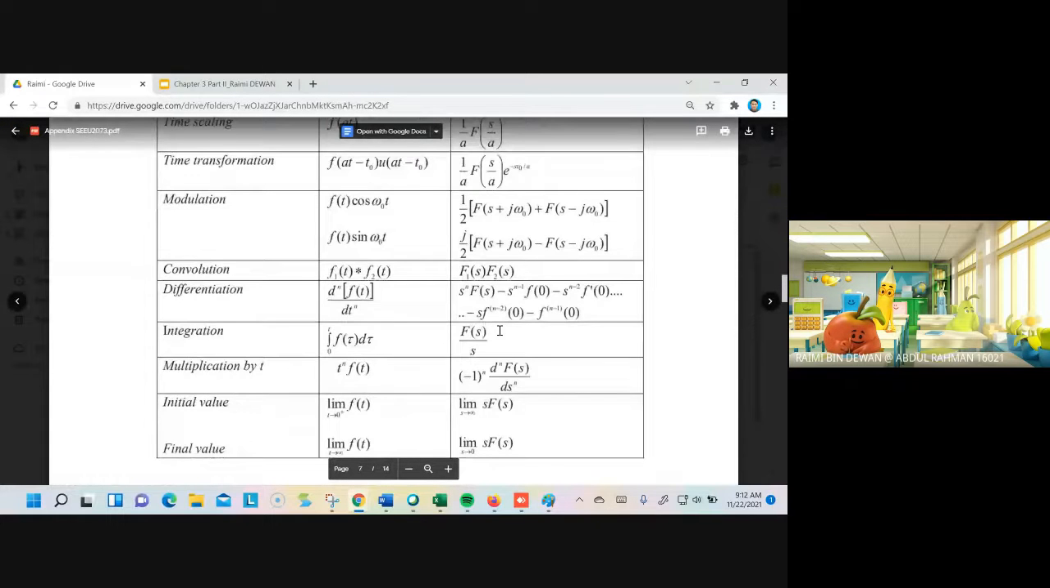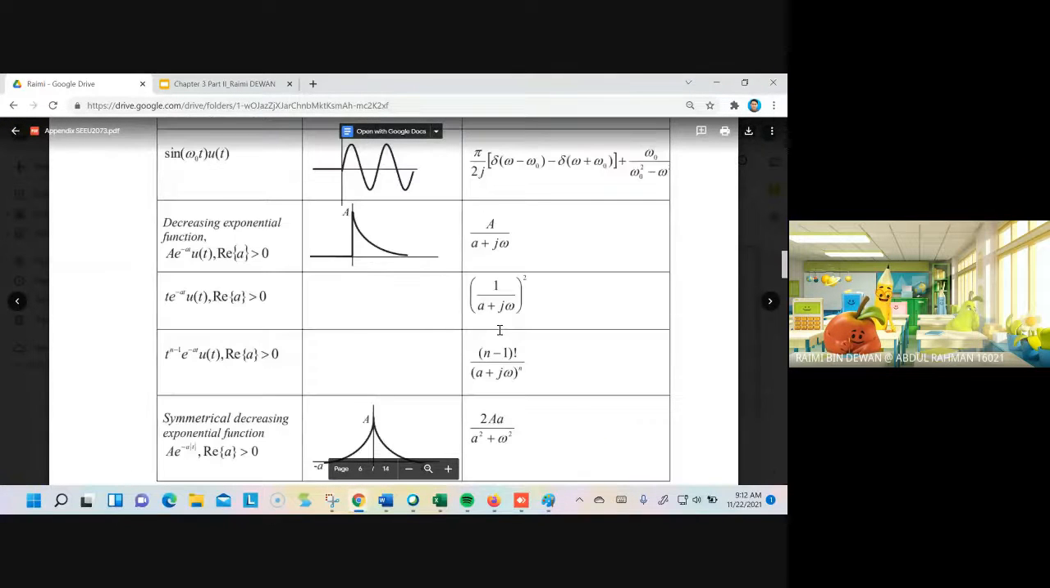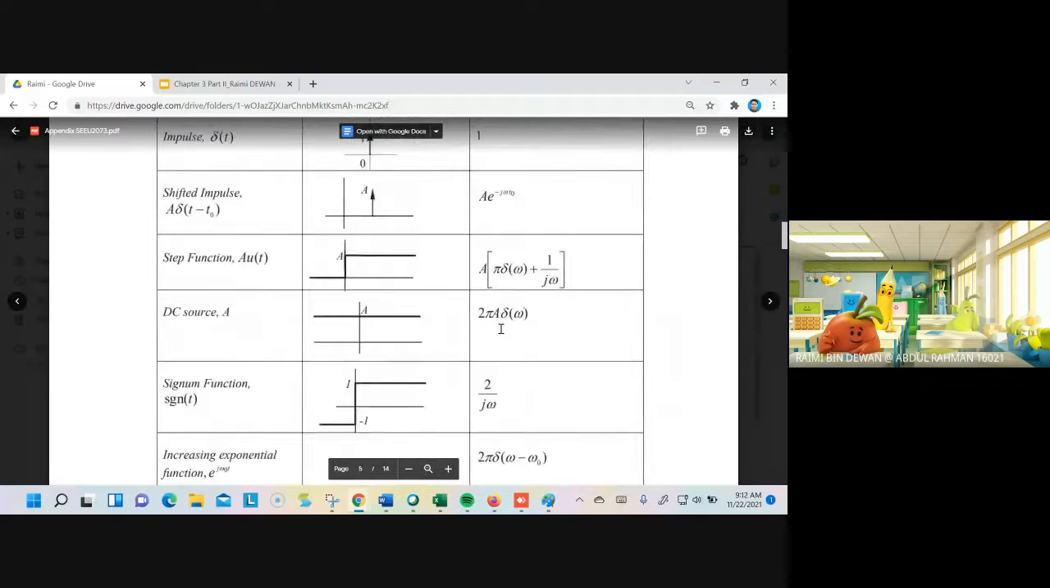Why do I keep on looking at Laplace transform? It seems like I'm so excited to teach the next subject, the next chapter.